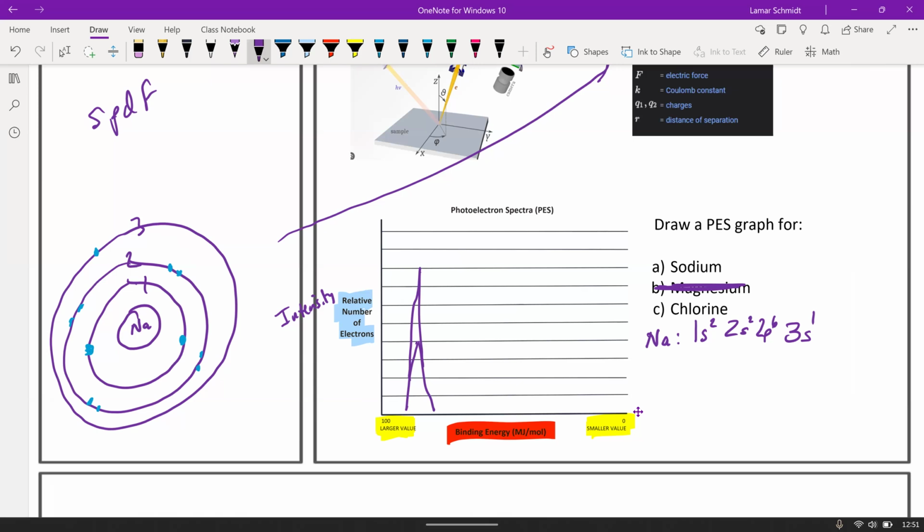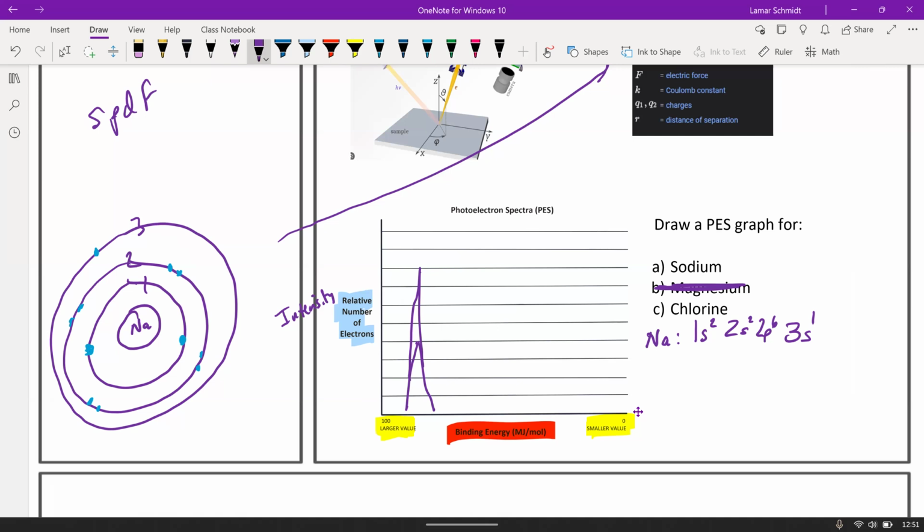And then other peak heights would be relative to that value. Do you see that? So if I then said I have 4 electrons, my peak height would have to be twice as high. Do you see that? So that's what that means.